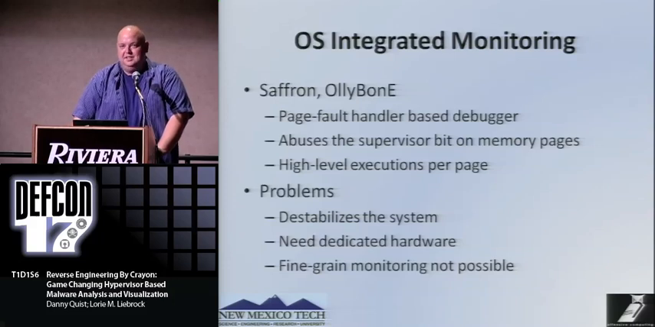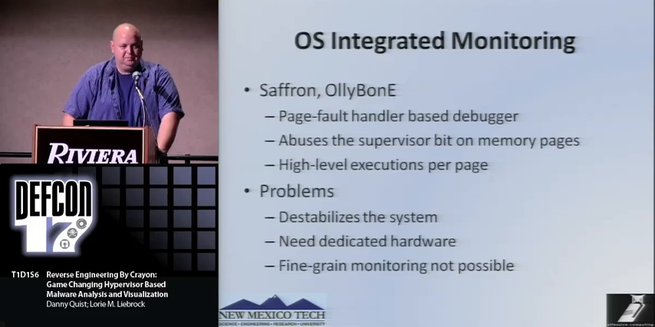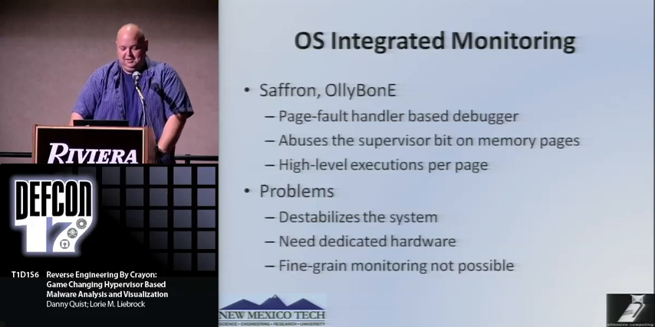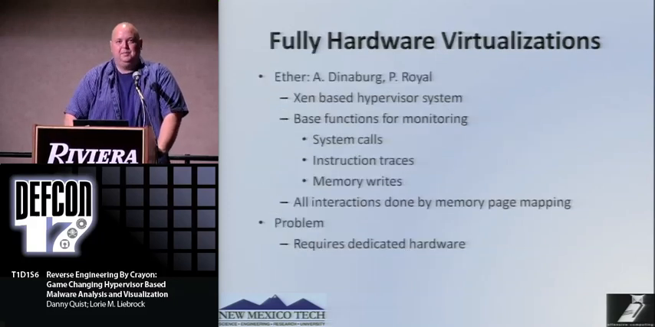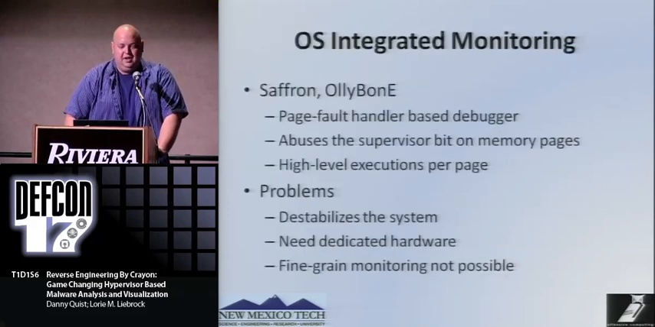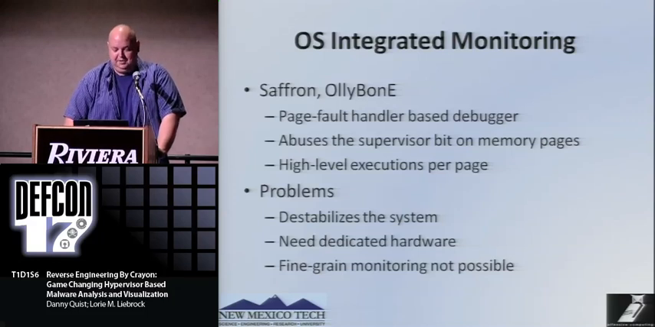The problem with these, and one of the problems I had with Saffron, is that it destabilized the system. It was very good at unpacking something once, but if you wanted to run the system or do anything else with it, you basically had to reboot and do the process again. So it wasn't very flexible for implementing an automated unpacking system. The other problem is that you couldn't do any sort of fine-grained monitoring. You basically got things on the page boundaries.